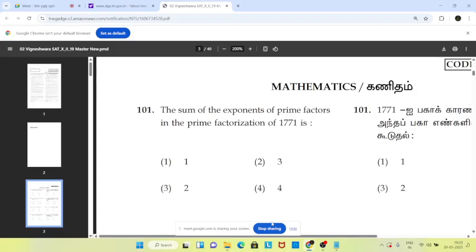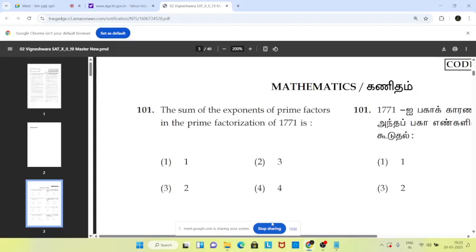So if you add all the powers, 1 plus 1 plus 1, how much are you getting? 3. So 3 is the answer. That is what is asked. So you have to understand the question. Technically they may ask something else. Suppose we take some other question.